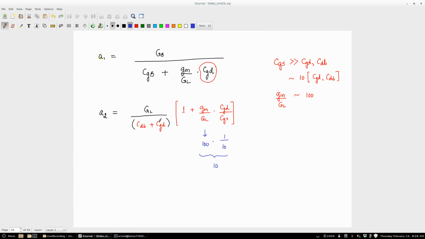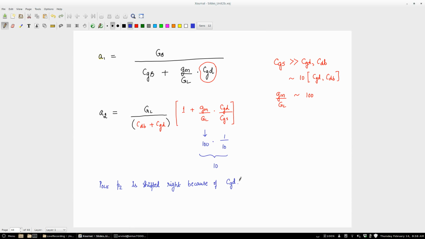Why 1 by 10? Because CGS I am saying is 10 CGD, right? So this whole thing will come to a factor of 10. So what I am saying is all of this whole stuff, and the denominator again, earlier you had just CDB, now it has become CDB plus CGD. So you have increased the denominator by say a factor of 2, if you assume that CGD is approximately equal to CDB. You have increased the numerator by a factor of 8 or 11.